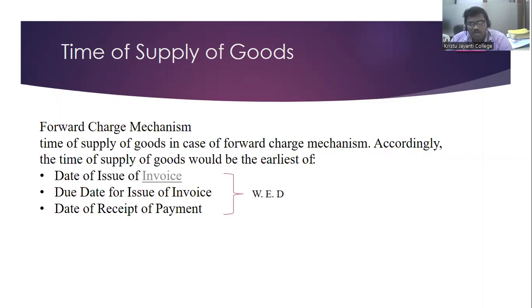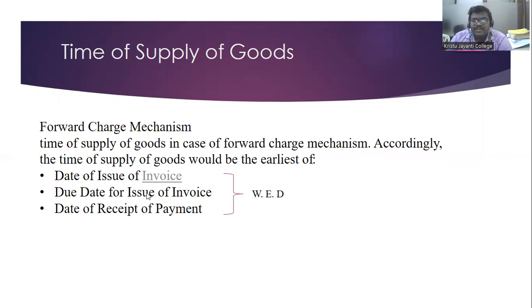When it comes to the forward charge mechanism, on what basis are you going to identify the time of supply of goods? The time of supply of goods would be whichever is the earliest of these: the date of issue of invoice, the due date for issue of invoice, and the date of receipt of payment. Whichever occurs earlier will be considered as the time of supply.